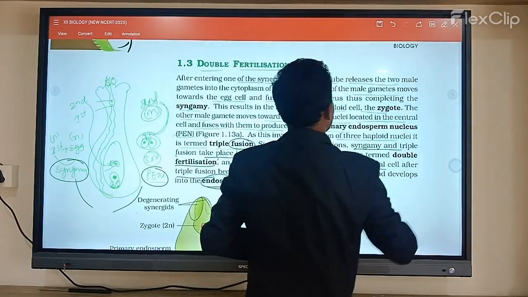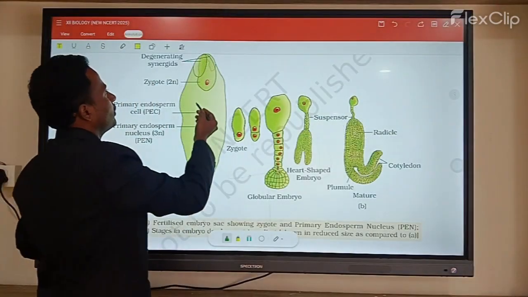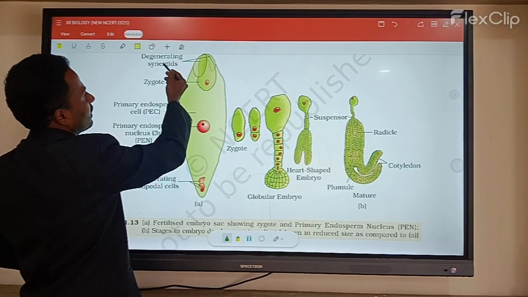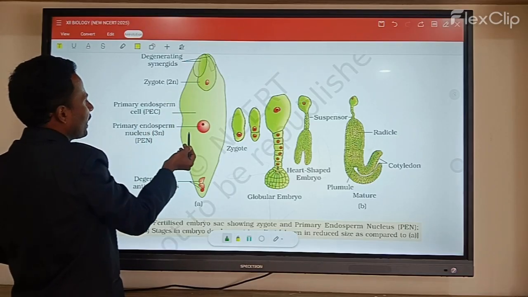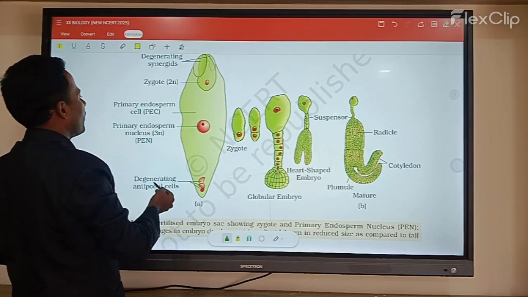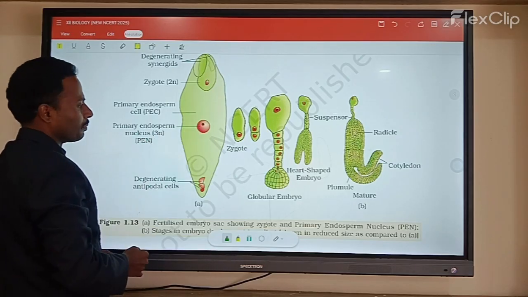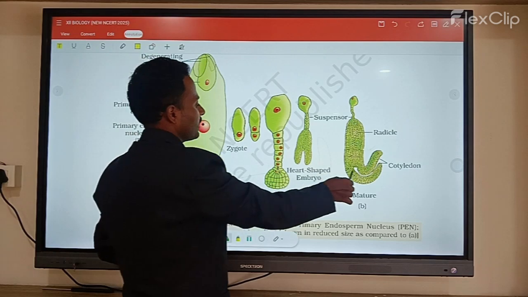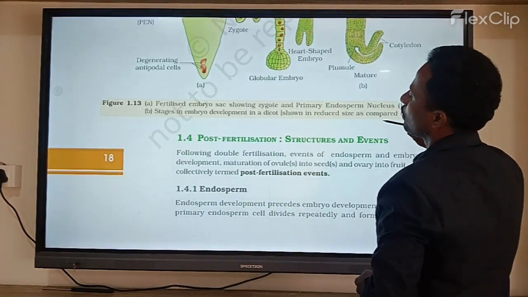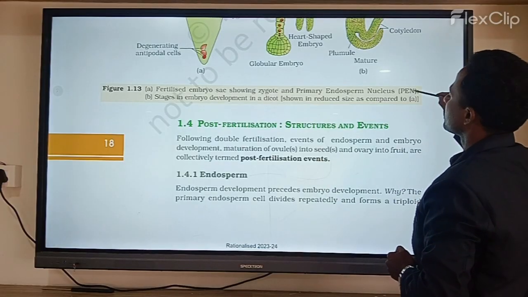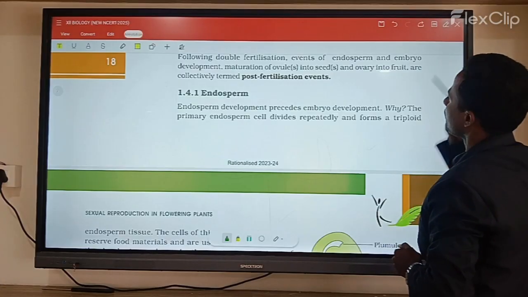Let us see the diagram. These are the degenerating synergid cells, the zygote, and the primary endosperm cell, with the primary endosperm nucleus, that is PEN. After this comes the development of the embryo. Let us see what the post-fertilization events are.